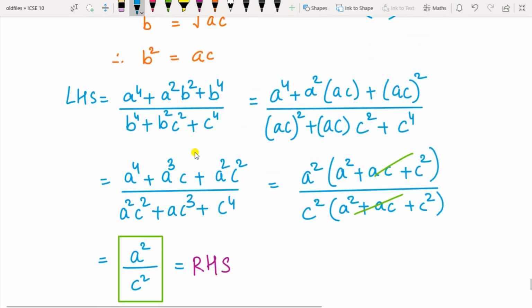Right? So this was the last question of this exercise. Hope you have understood it properly.